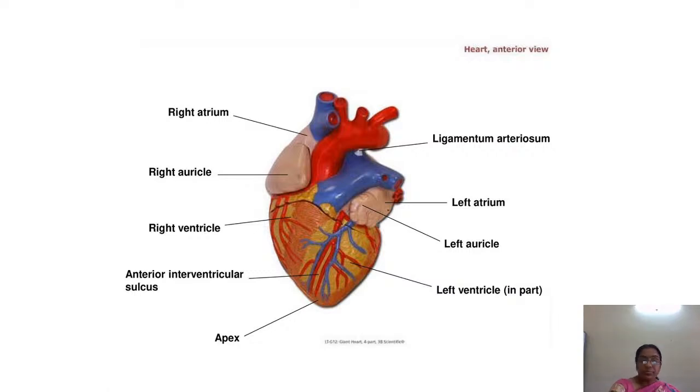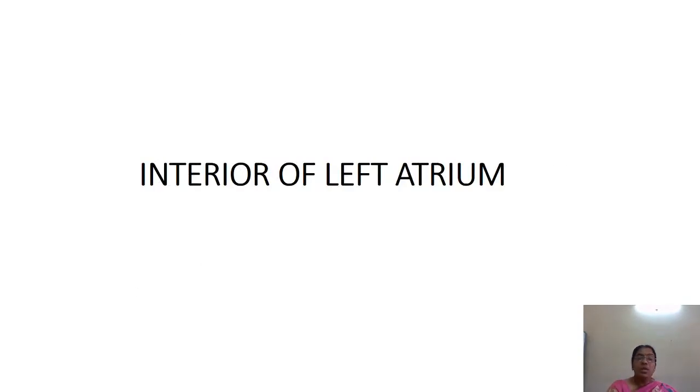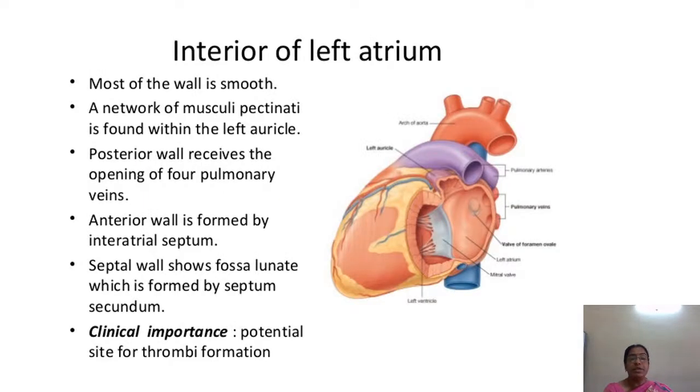Now let's see the interior of the left atrium. Can you see the same features as the right atrium, like rough, smooth and intermediate parts, or is any other deviation or differentiation present? When you see the interior of the left atrium, what is present?